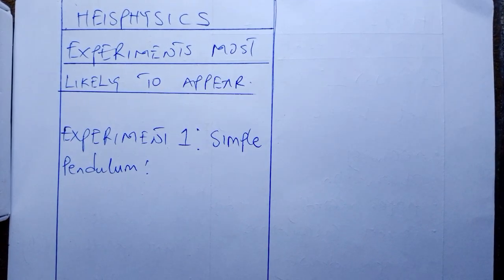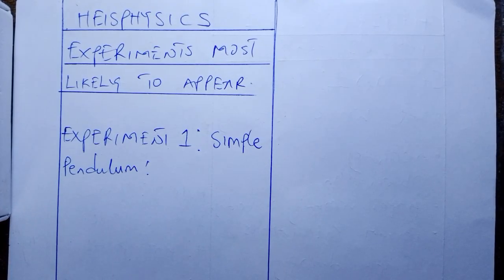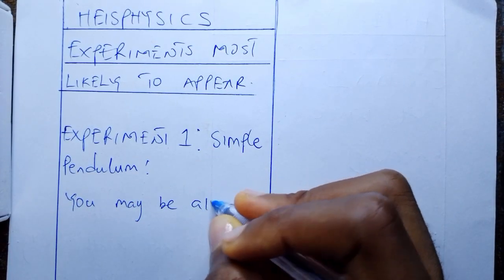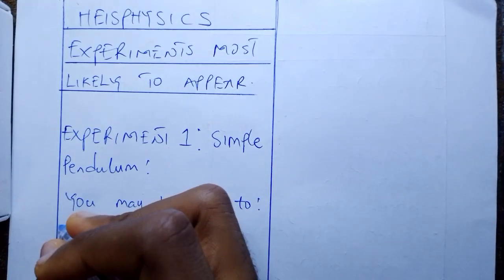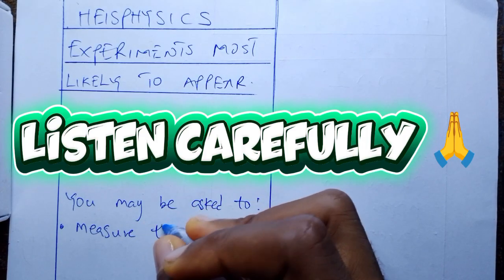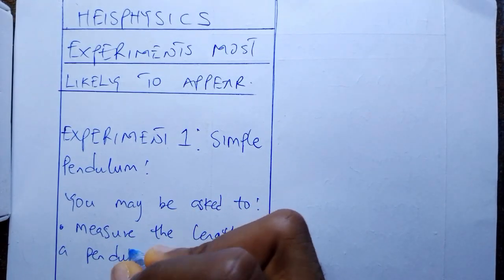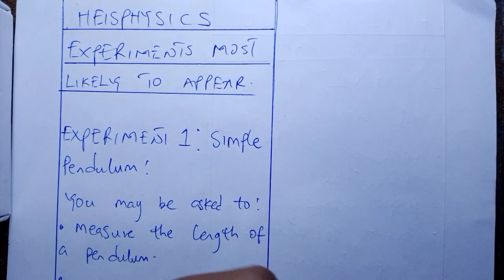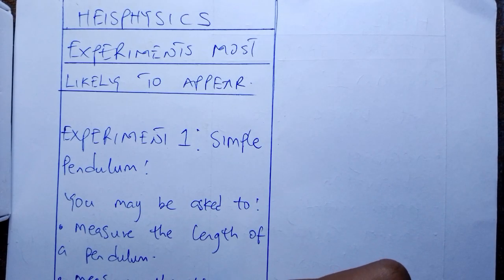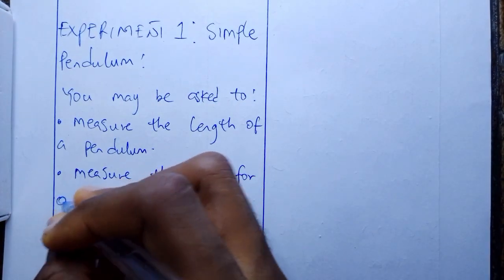The simple pendulum is one of the most common WAEC physics experiments. Now, listen, get your jotters and get ready to learn. So, you may be asked to jot this down, measure the length of a pendulum. Very common. Measure the time for oscillations.